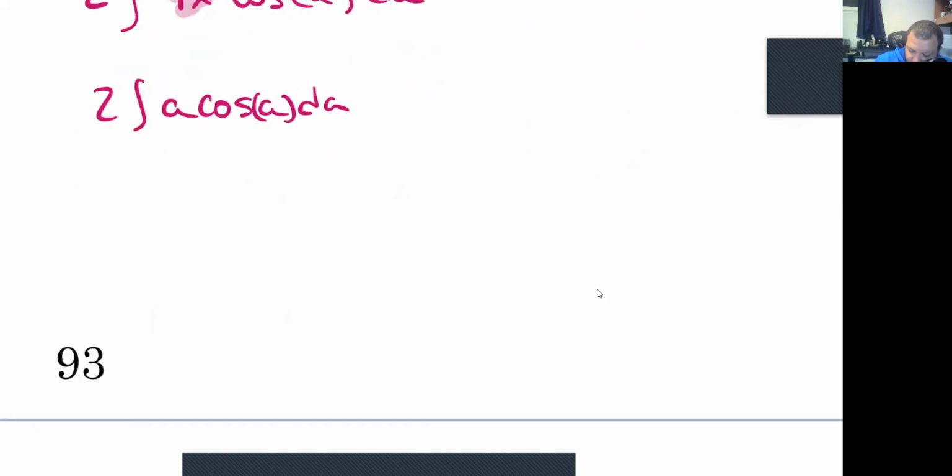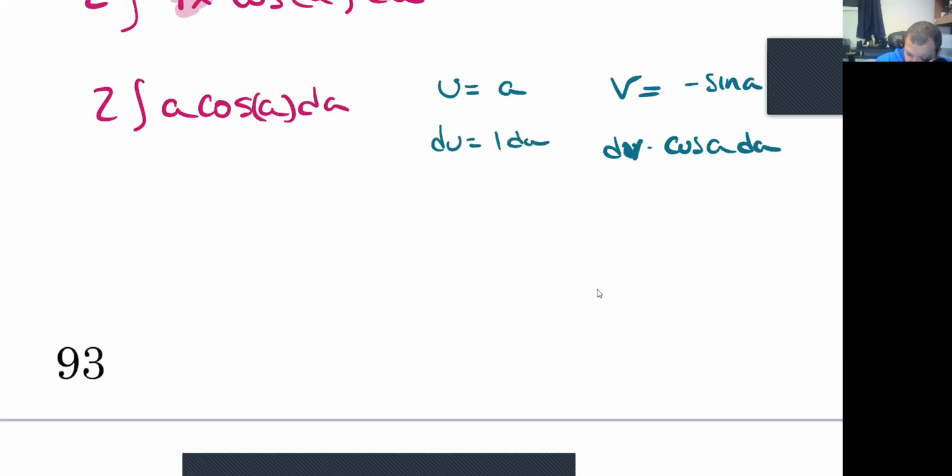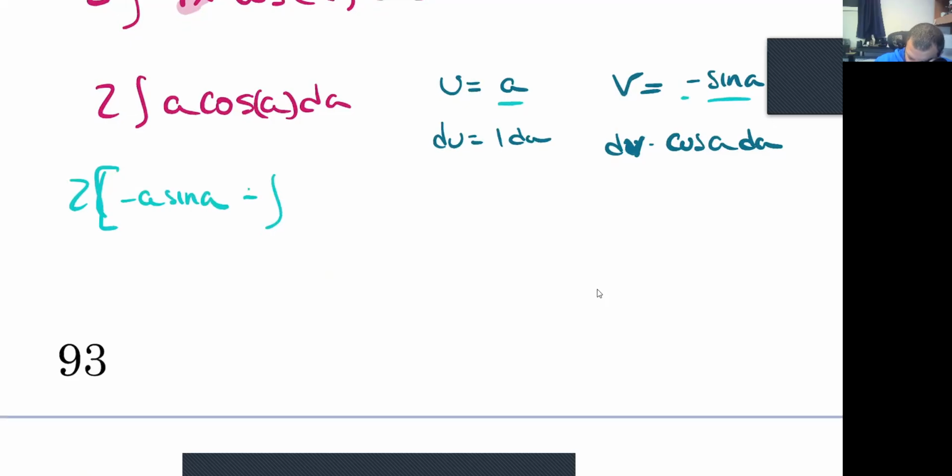All right, so if we let u equal a, this means that dv is the cosine of a dA, so v is the antiderivative of the cosine of a, which would be negative sine of a. The derivative of a will just be 1 dA. So our integration by parts is going to be 2 times u times v, negative a sine of a, minus the antiderivative of v du. So we have minus, and this negative is going to turn this into a positive sine of a dA.